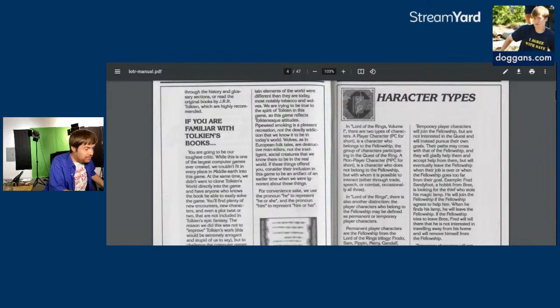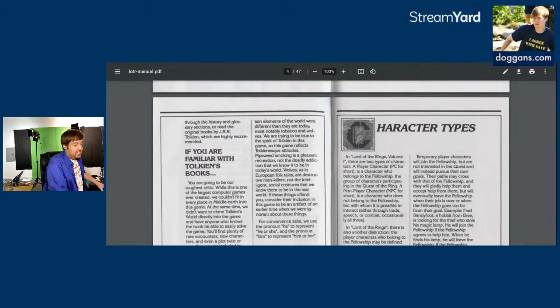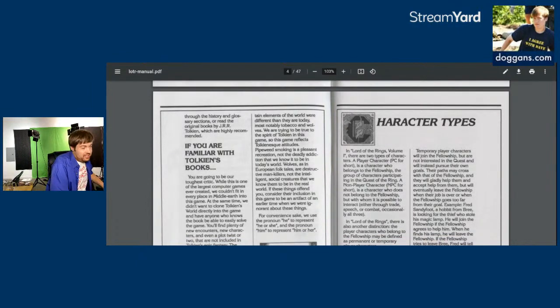We are trying to be true to the spirit of Tolkien in this game, so the game reflects Tolkien-esque attitudes. Pipe weed smoking is a pleasant recreation, not the deadly addiction that we know it to be in today's world. Wolves, as in European folktales, are the destructive man-killers, not the intelligent social creatures that we know them to be in the real-life world. They're basically saying, sorry, we're going to have you kill some wolves. If these things offend you, consider their inclusion in this game to be an artifact of an earlier time when we were ignorant about such things.